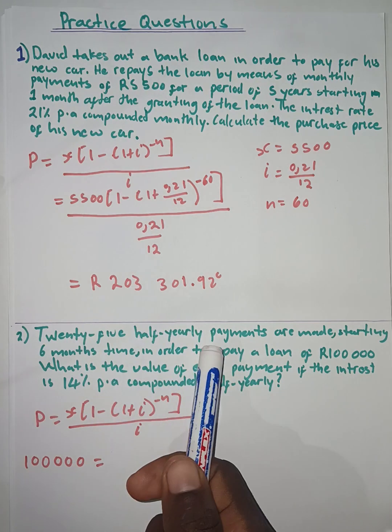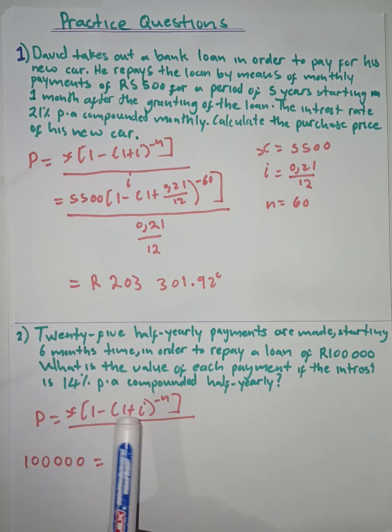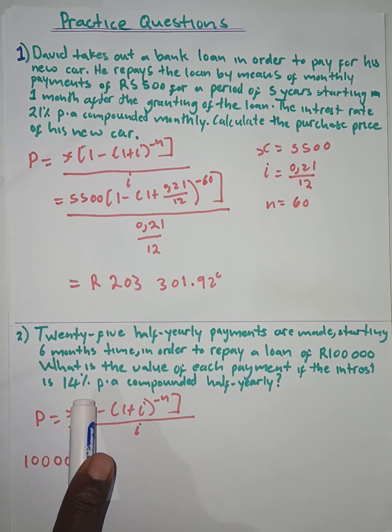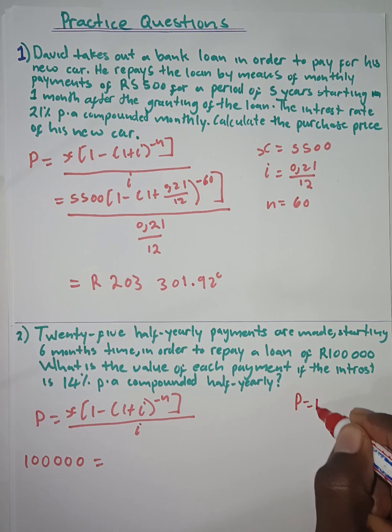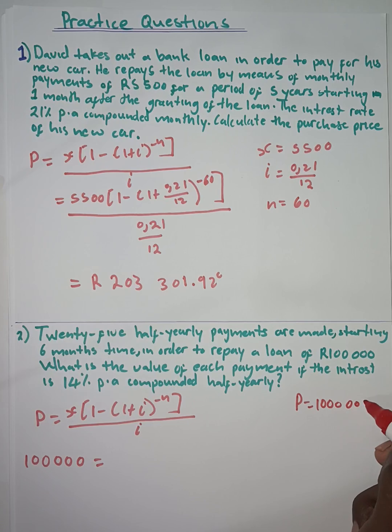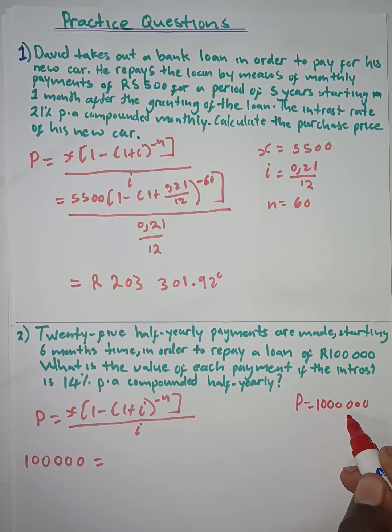Now since it is half yearly, we know that the interest is 14% per annum compounded half yearly. So in this case, we know the value of P to be 100,000. I hope that I didn't add those zeros, the 2, 4, actually I added 1.